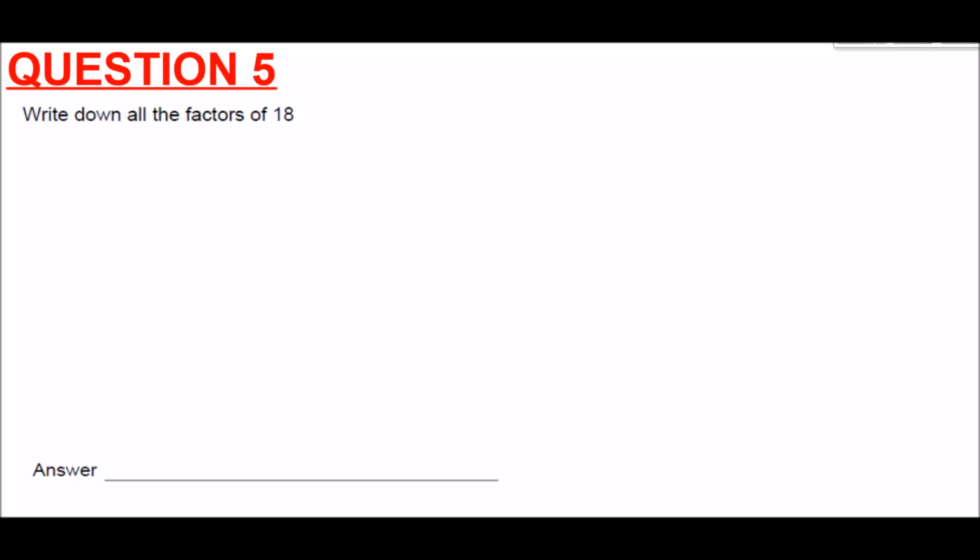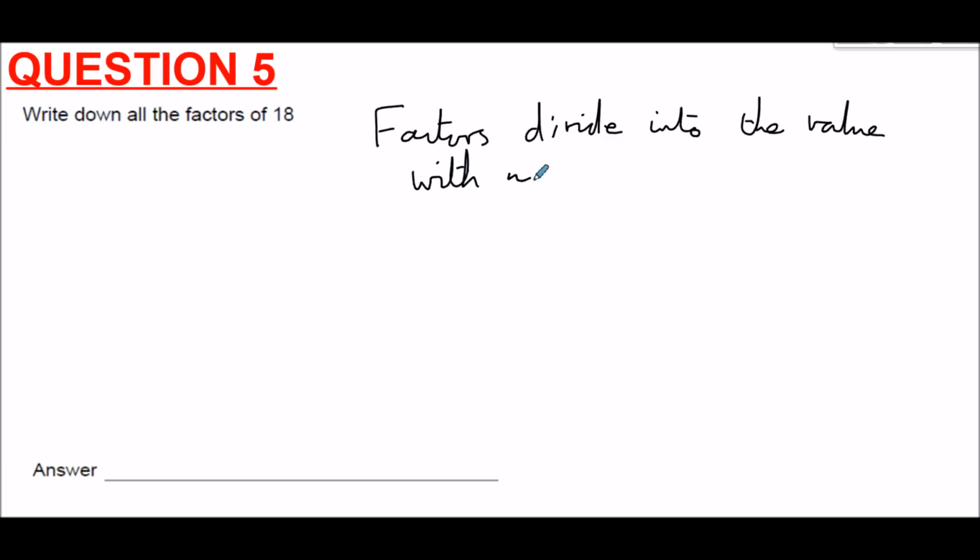Question 5. List all the factors of 18. Well, factors, we need to remember what factors mean. Factors divide into the number or into the value with no remainder. So because we've got a calculator, this should be straightforward, because if you're not sure if it will divide without a remainder or not, you can just try it.